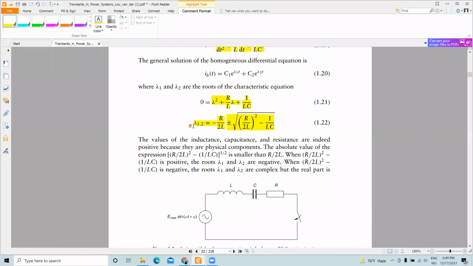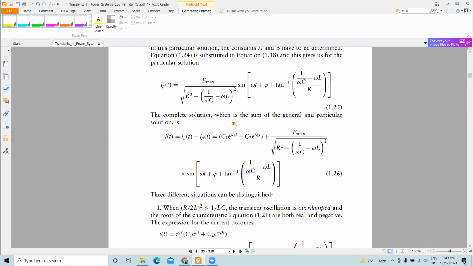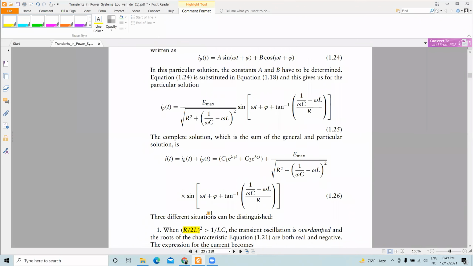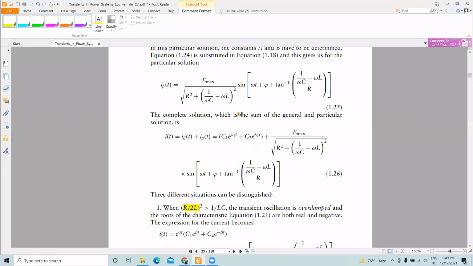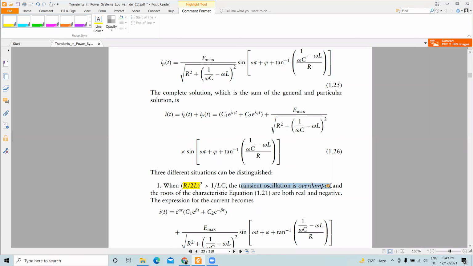And this lambda 1 and lambda 2 will, depending on the value of this R divided by 2L, the square root, if it is negative or positive or 0, depending on that, you will get the system response, if it is over damped or under damped. So depending on this R divided by twice L, if this is higher than 1 by LC, that means you will have a positive part of the square root, then you get the transient oscillation over damped.